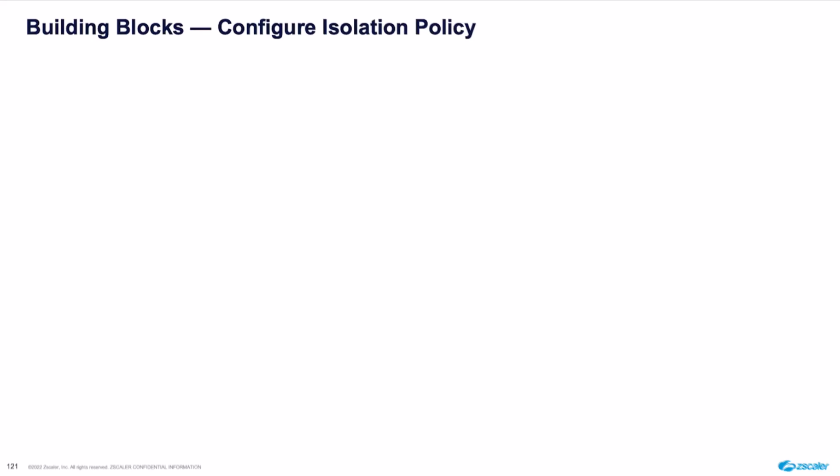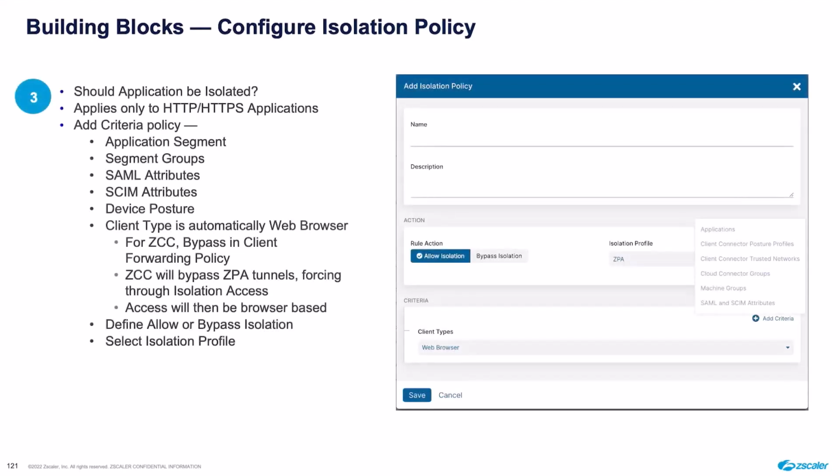group. Now, using the isolation policy, you can create rules that define when application requests are redirected to cloud browser isolation. This requires having cloud browser isolation enabled for your organization and creating a cloud browser isolation profile prior to setting this policy rule. Along with defining an isolation policy, you'll also need to define an access policy in order for the application to be accessible from within the browser isolation environment.